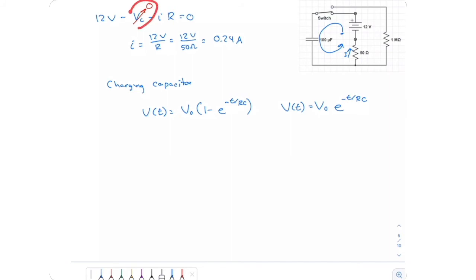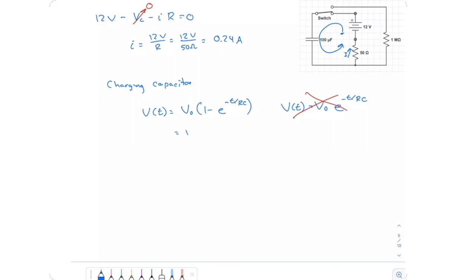We know that initially the voltage across the capacitor is 0, and over time it should increase. So we can check. At t equals 0, this term here is equal to 1, and this whole thing cancels and gives me 0 voltage initially. So this function matches my expectation that it starts with 0 voltage. This one, at t equals 0, this term goes to 1, and the voltage is a maximum. So I don't want this one. That's for a discharging capacitor. So let me use the one on the left.